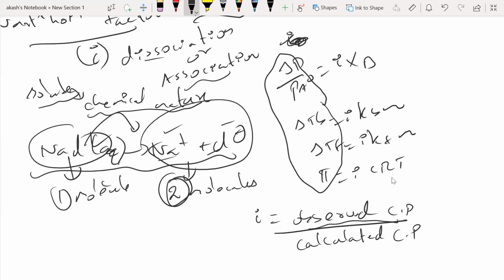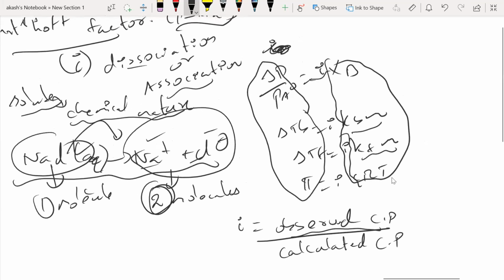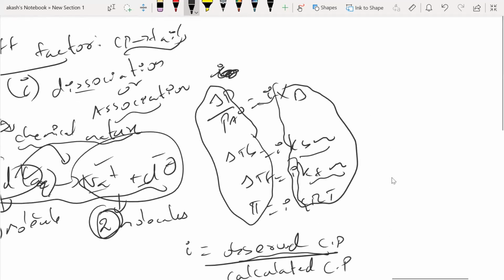Divided by calculated, this is KB, that is i XB, KB into m, without i. Whatever the values which are here, these are calculations which we do, right? Both these should come equal, but when I have dissociation or association, these two will not be equal. So to make them equal, I bring in the Van't Hoff factor i to be present here.